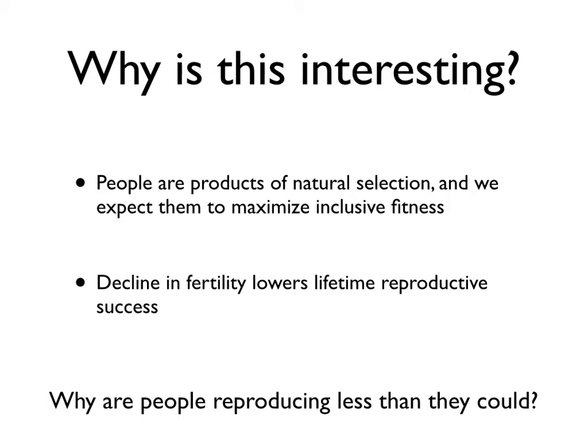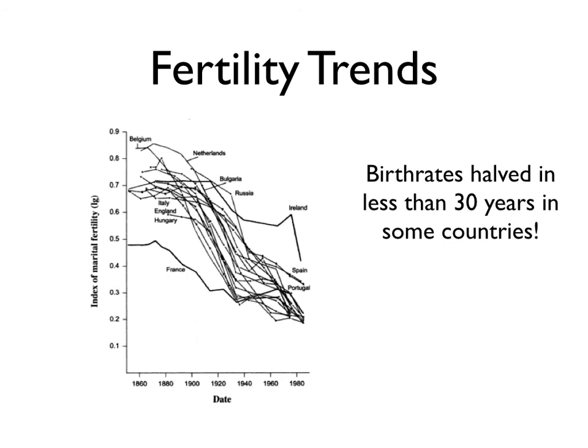Why are people reproducing less than they could? And this is quite drastic. Here's the decrease in fertility, or decrease in birth rates, over time from 1860 to 1980. This is just Europe, but in some of these countries, birth rates have halved in less than 30 years. And we're seeing this increasingly around the world, and with increasing rapidity. In just one generation, people having half the kids that their parents did.